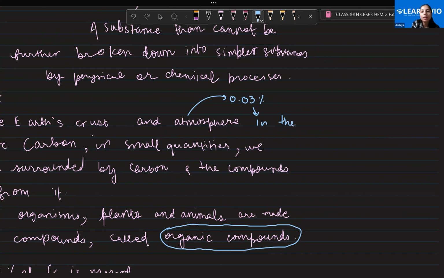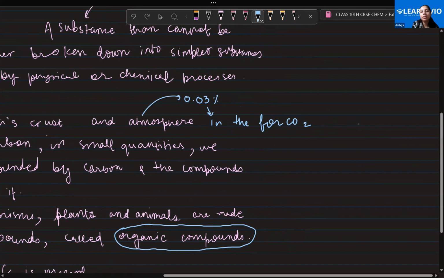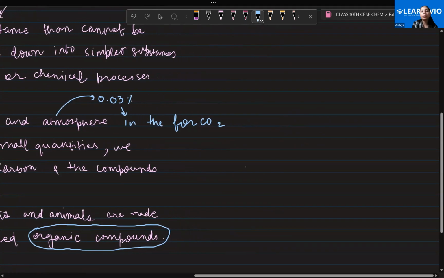Or do you want me to write the whole point again? No, no, that's right. Okay, it's in the form of CO2, that is carbon dioxide. And see, how do you know the formula for carbon monoxide?